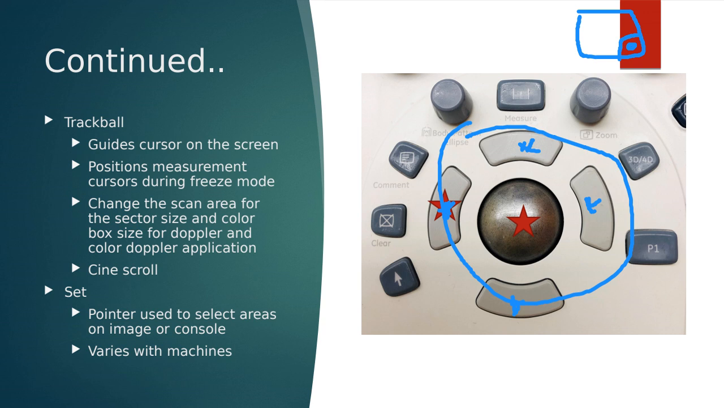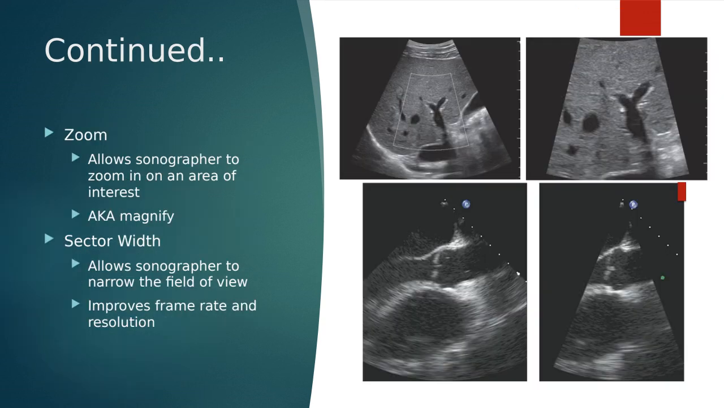Next, we have our zoom and our sector width. If we want to magnify a certain area of our picture, we're going to use our zoom control. And then our sector width is also going to allow us to narrow in the field of view. Just like our depth increases or decreases the distance of our field of view, our sector width is going to increase or decrease the width of our picture. So this one, we have a wider sector width, and this one, we have a narrow sector width.